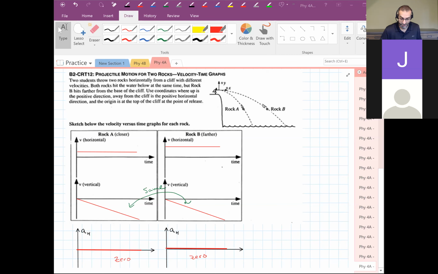Yeah, velocity just before it hits the ground. Question is, why is the slope the same? And the answer is that the force of gravity is the same, right? They both started out with 0 y velocity, and they both had the same acceleration in the y direction. So as they fall, the y velocity is going to be changed the same for both.